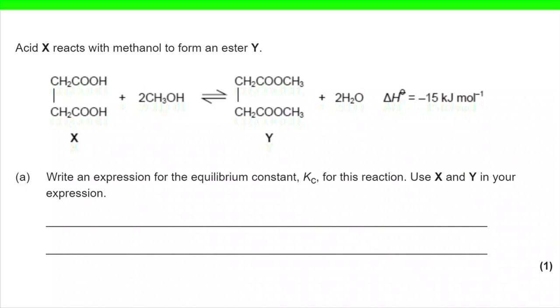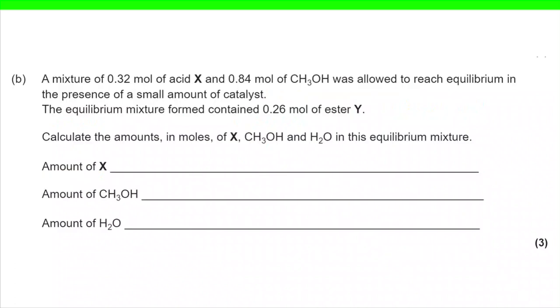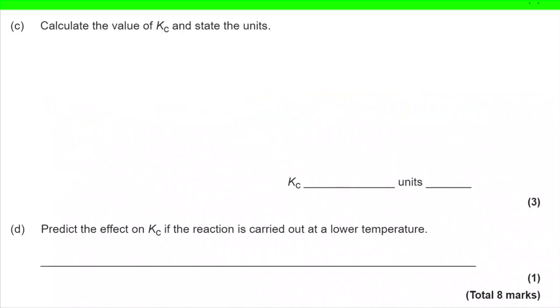This is a question on Equilibria. It's an 8-mark question in 4 parts, A to D. So have a go at each section and then review the rest of the video. Here's part A, part B, and parts C and D.